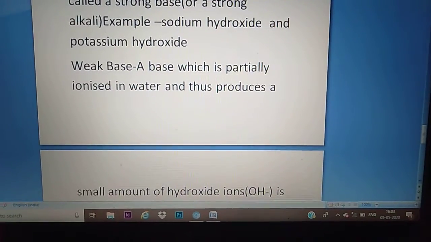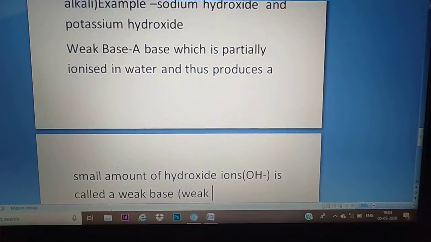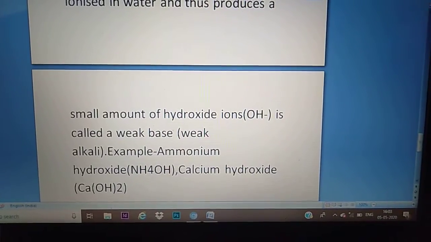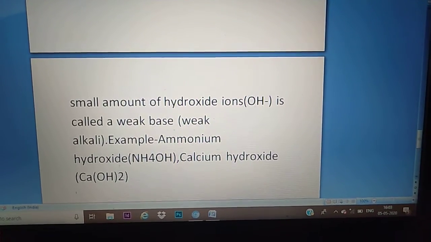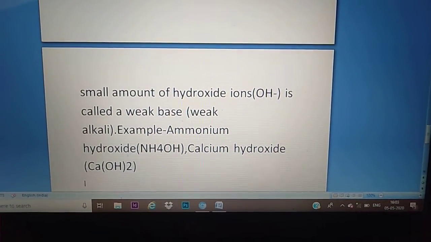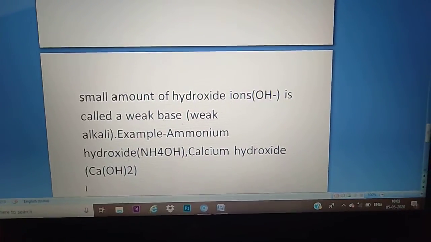Now what are weak bases? A base which is partially ionized in water and thus produces a smaller amount of hydroxide ions is called a weak base, like ammonium hydroxide, calcium hydroxide, magnesium hydroxide. These are all examples of weak bases.